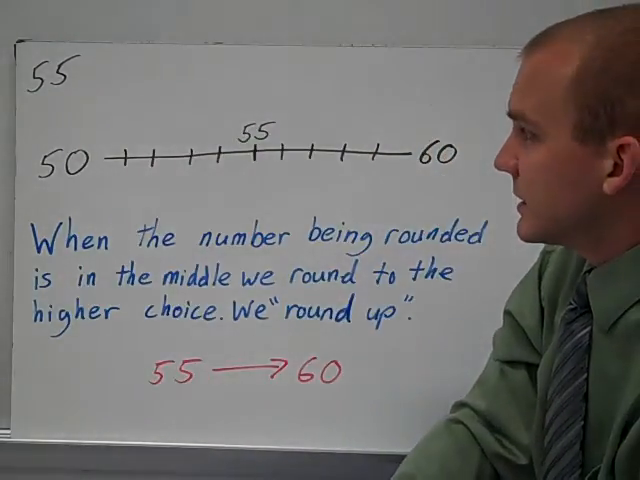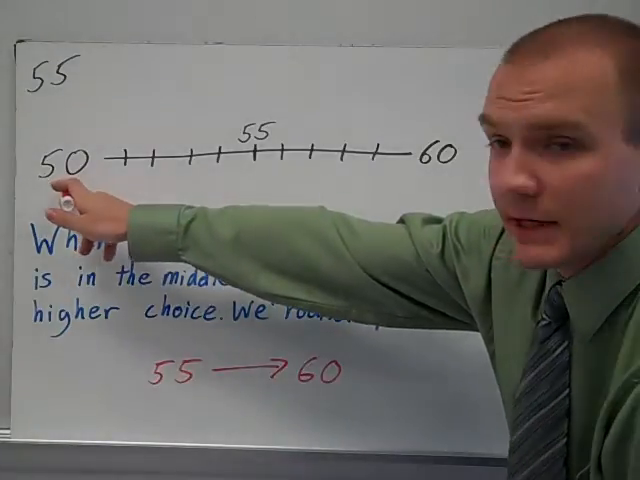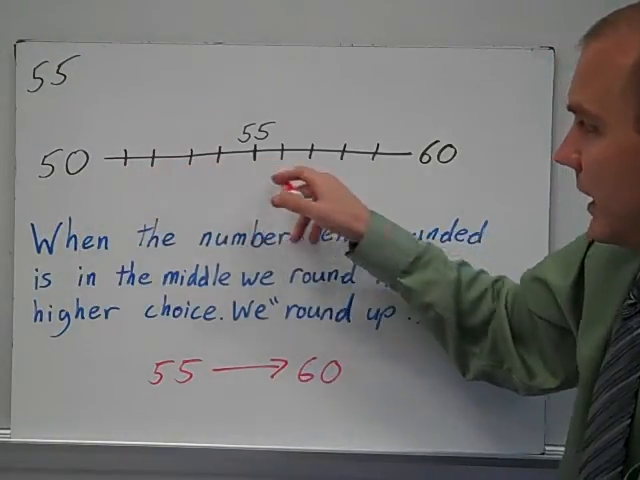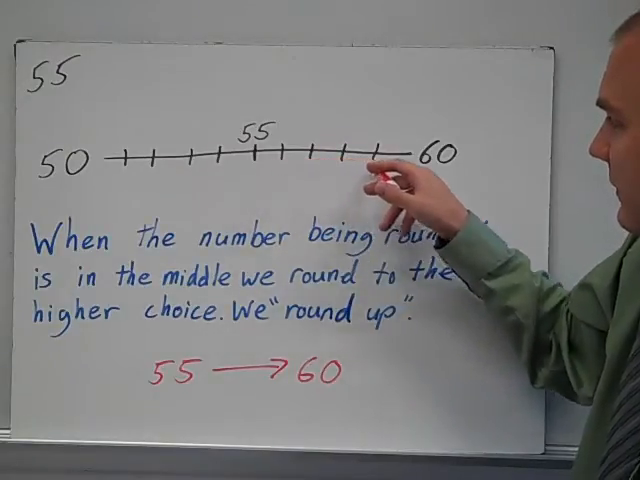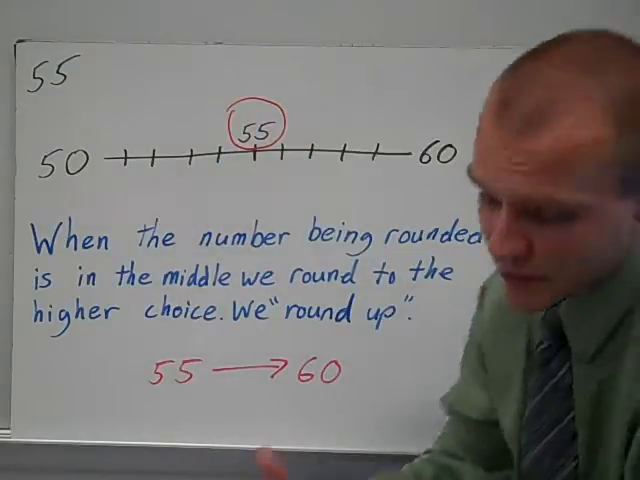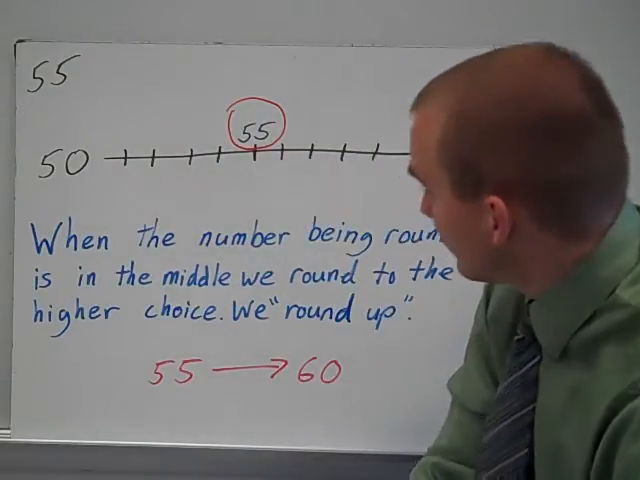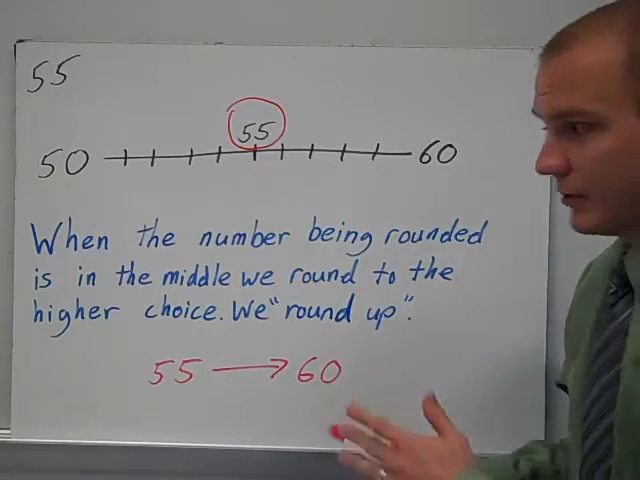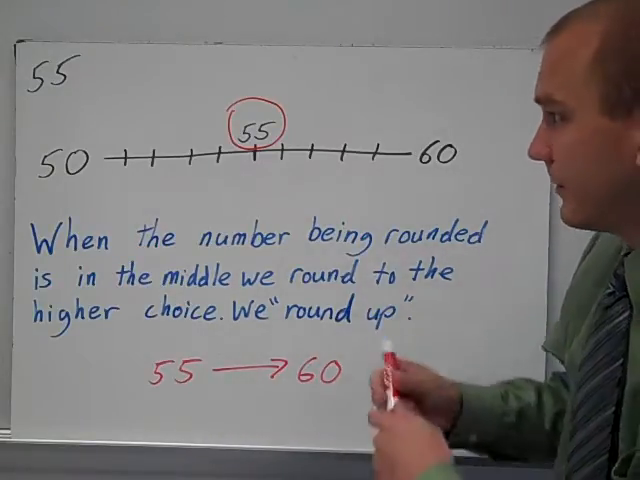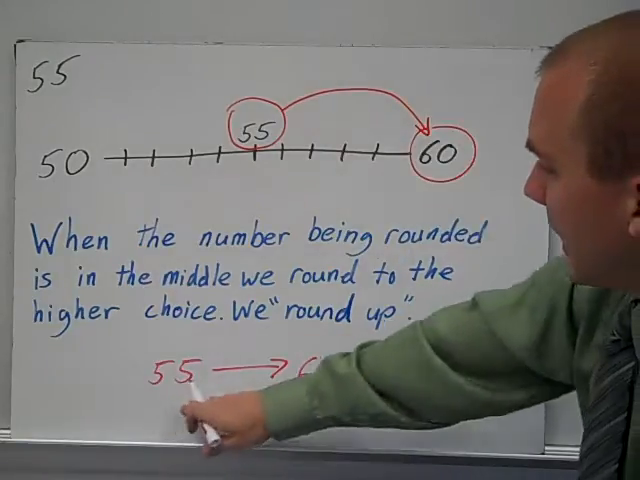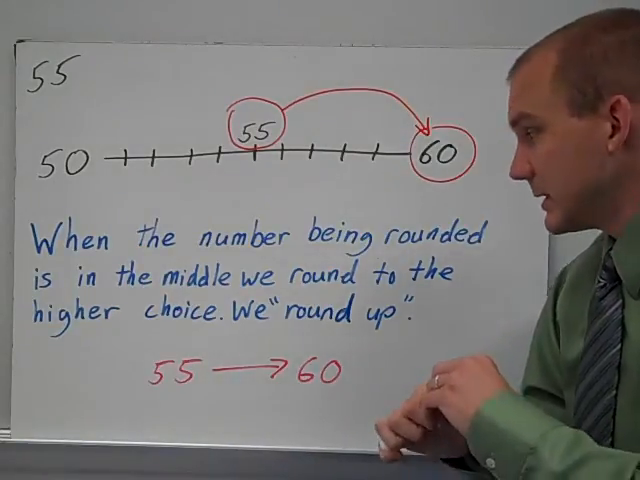55 is an interesting number because you can see on this number line, here's 50, here's 60: 51, 52, 53, 54, 55, 56, 57, 58, 59, 60. It's actually right in the middle. There's a special trick or rule for this. If the number is in the middle, we round to the higher choice, which is called rounding up. So 55 actually rounds to 60.